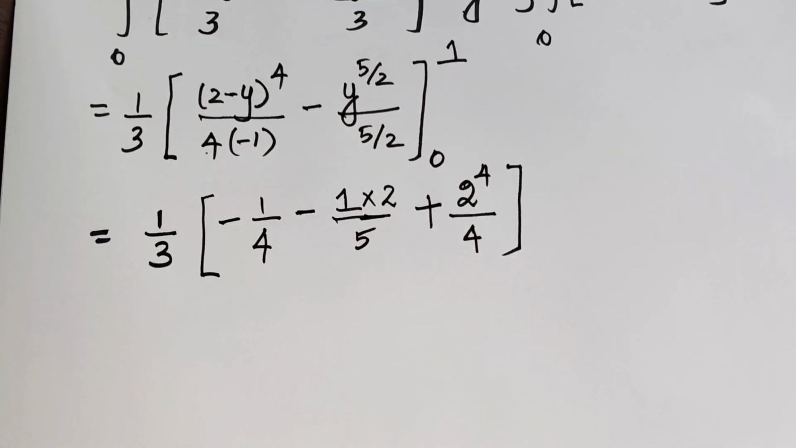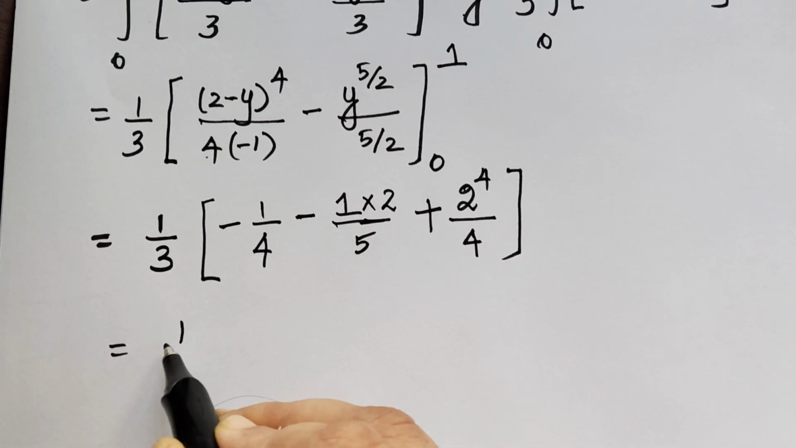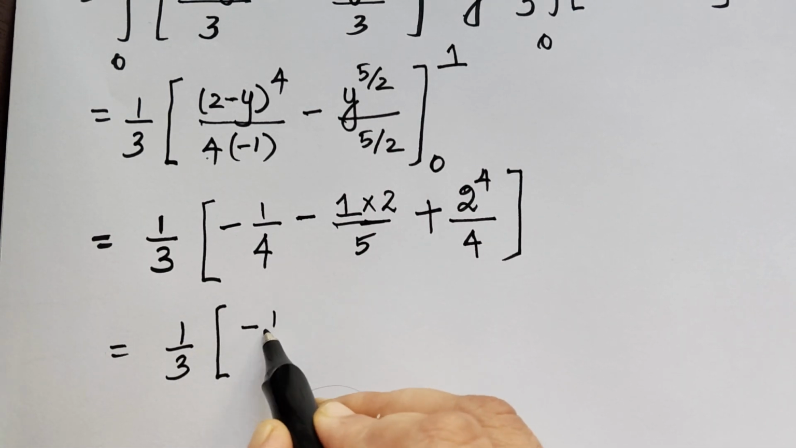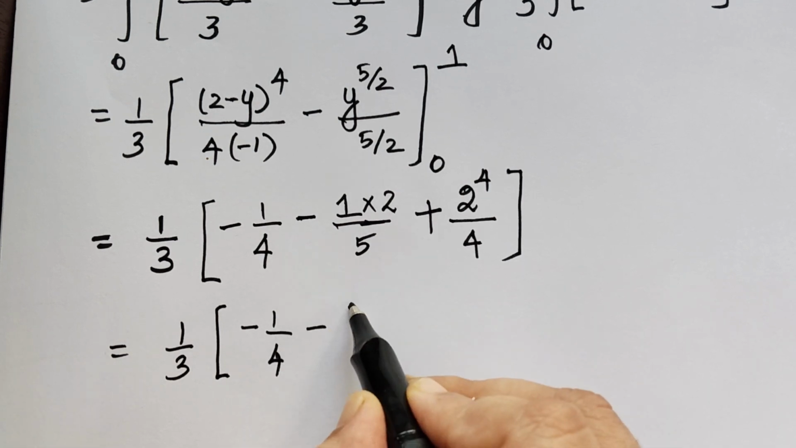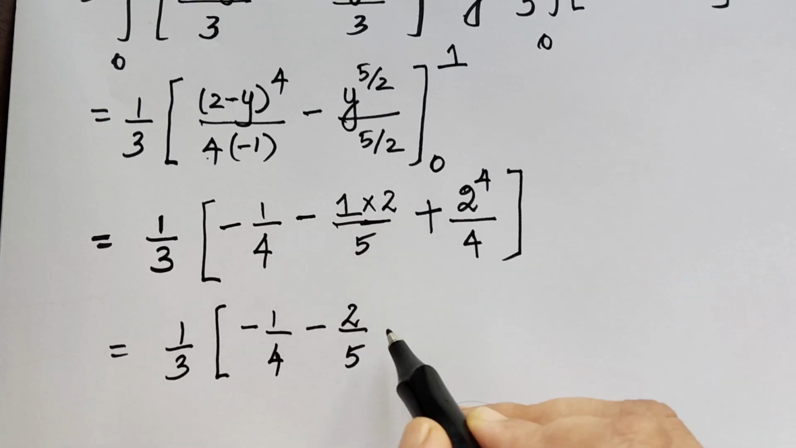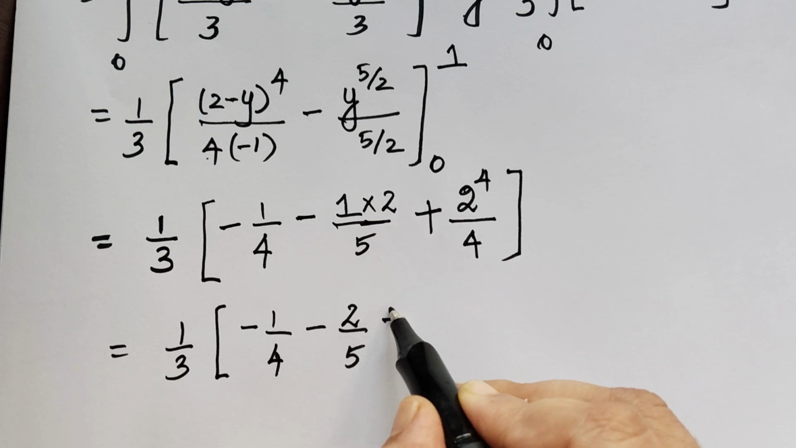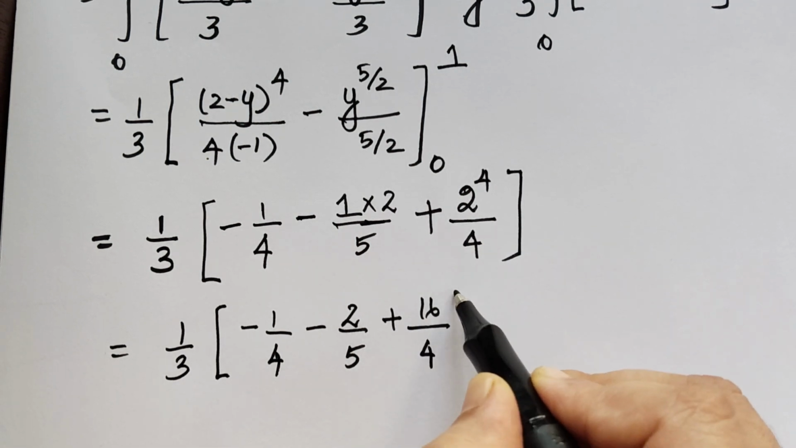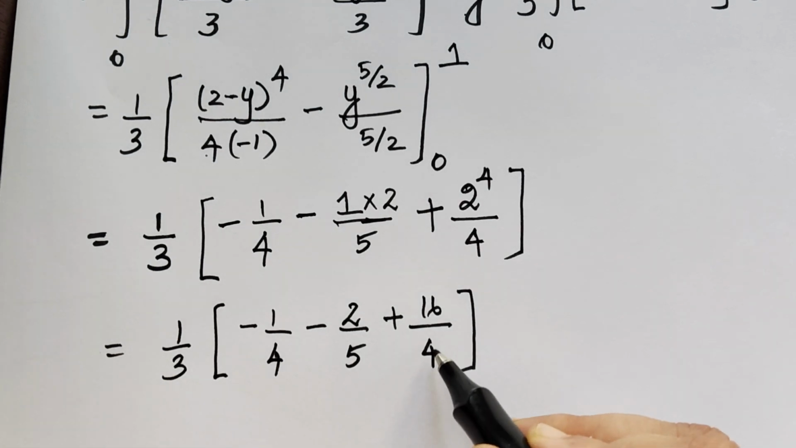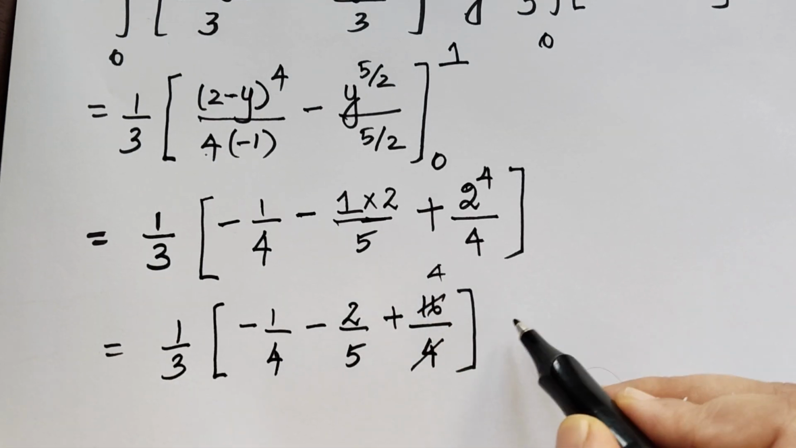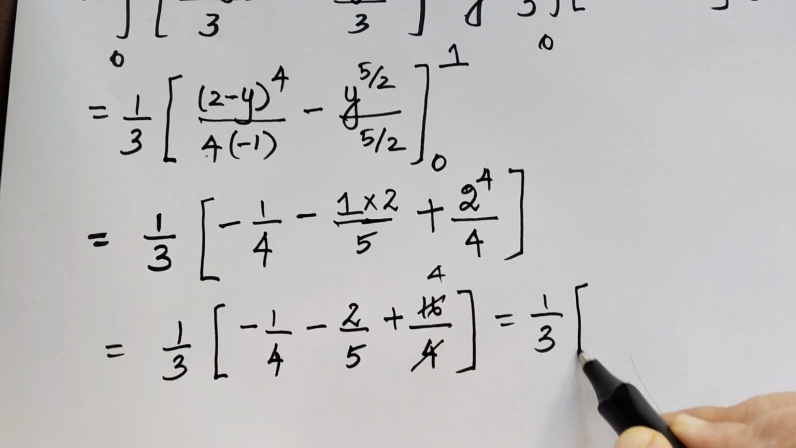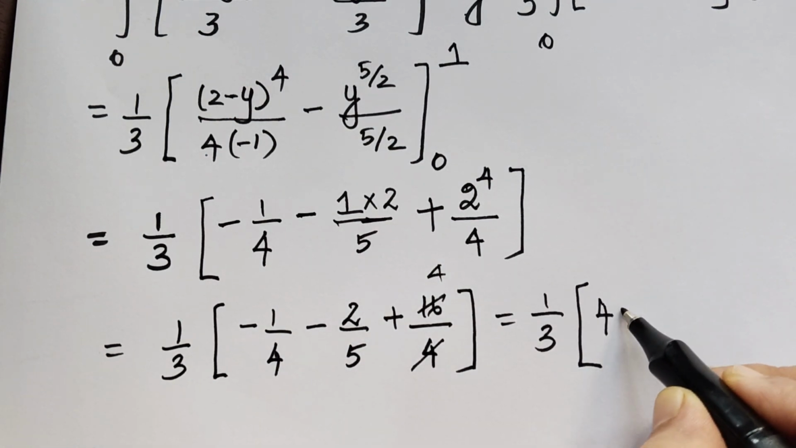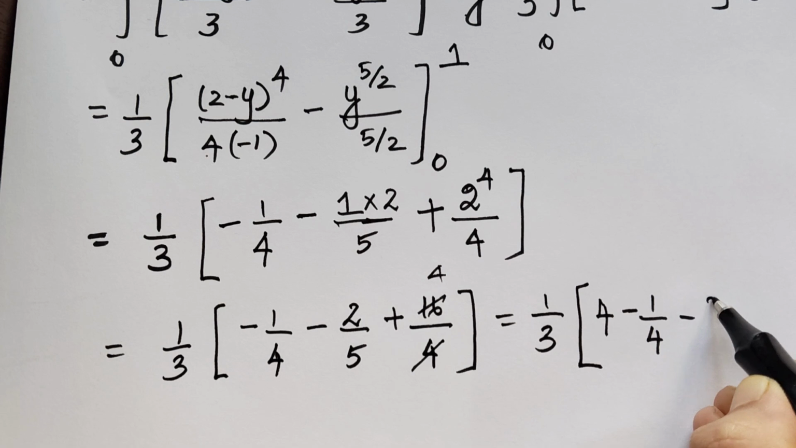So further simplifying, this will be equal to 1 by 3 multiplied with this minus 1 by 4 as it is, and then minus 2 by 5, and here 2 to the power 4 is 16, which will be 16 by 4. So this will be 4, 4 times 4 is 16. So that's equal to 1 by 3, and here we will write this 4 in the front. So 4 minus 1 by 4 minus 2 by 5.